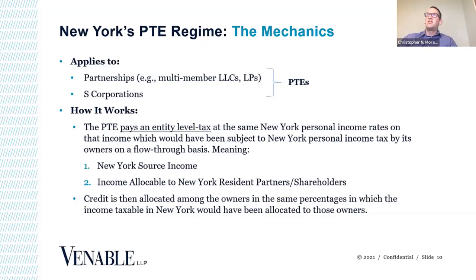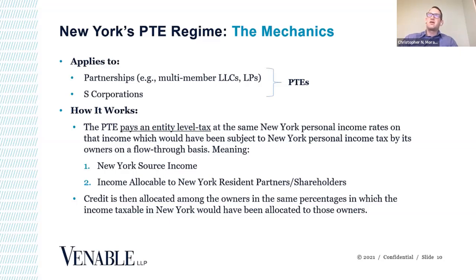So for some limited liability companies, in sort of the easy example, all the income derived by the pass-through entity is going to be subject to this tax. In some cases, you're going to have a different pool. You're going to have some income that's subject to New York tax and some that's not. In the case of a pass-through entity that's operating in multiple states and has resident partners or shareholders that are not all New York residents.